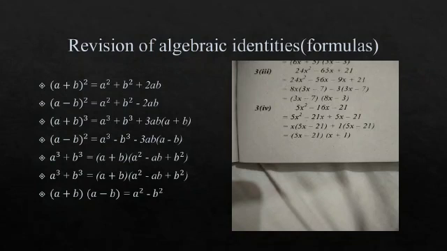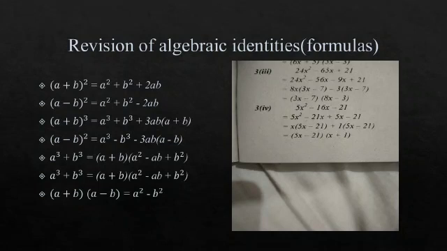Whenever there is a sum of two numbers and a whole square is there, you have to open it using this formula. The next one is (a minus b) whole square is equal to a square plus b square minus 2ab. This is in the case when there is a difference of two numbers, and you have to take the whole square. You'll write (a minus b) whole square is equal to a square plus b square minus 2ab. And next, you know very well, (a plus b) whole cube is equal to a cube plus b cube plus 3ab into (a plus b).